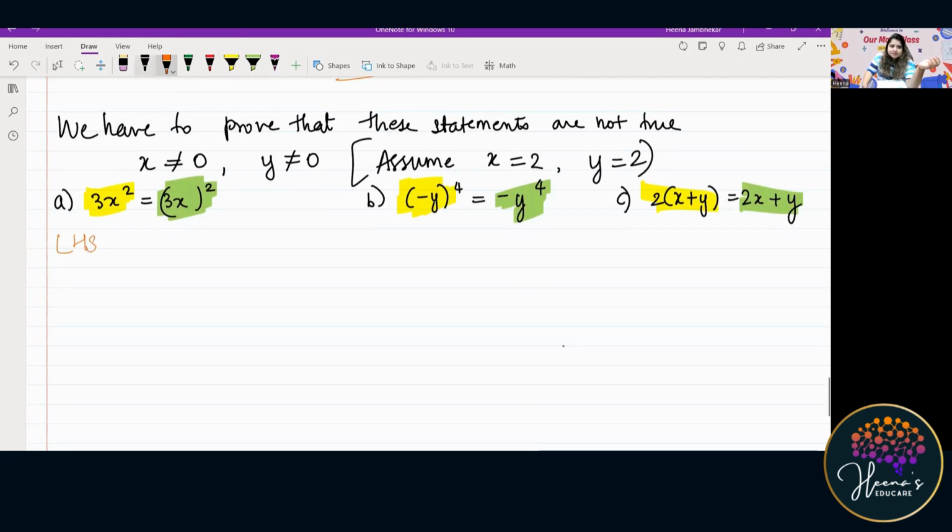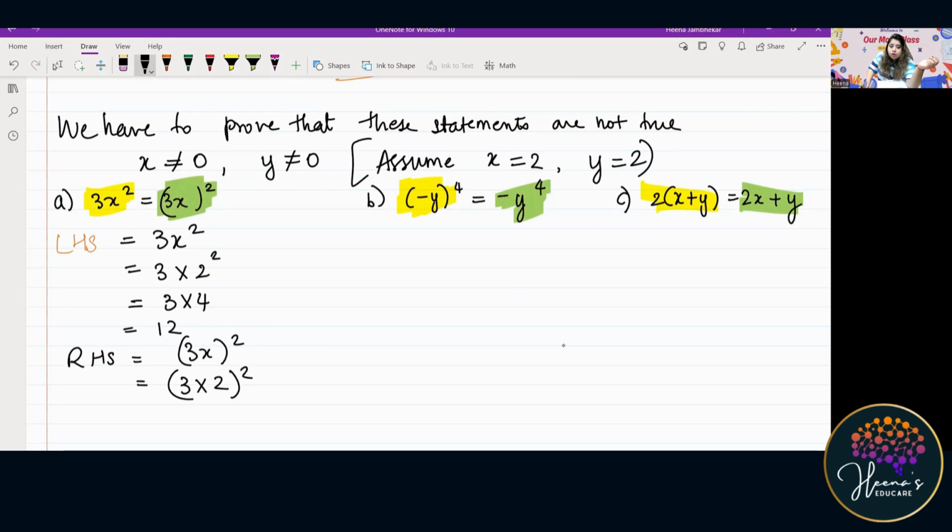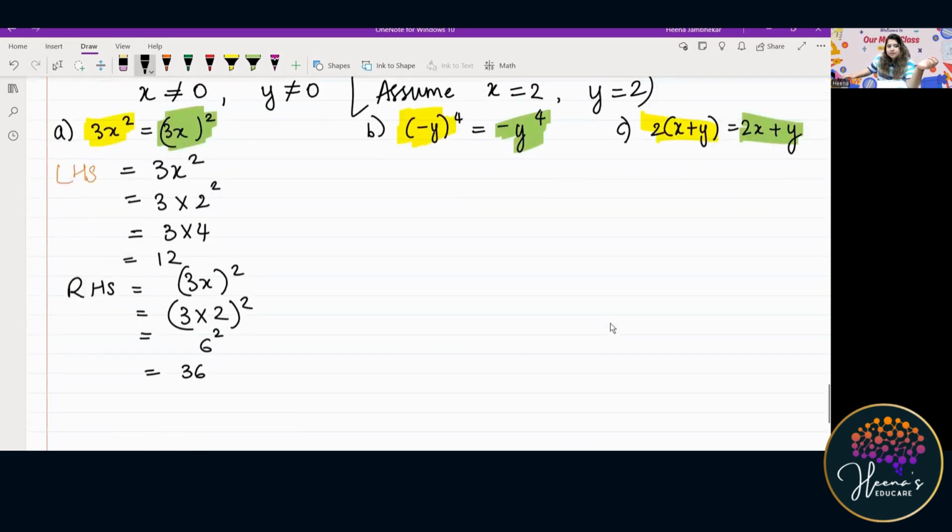So LHS, what is the left hand side? 3x square, which is 3 into, in place of x, what do we write? 2 square. So 3 into 4, and 4 threes are 12. And what is right hand side? You have 3x the whole square. So you have 3 multiplied by 2 the whole square. 3 into 2 gives you 6, 6 square, and that is 36. So do you see? The left hand side is equal to 12 and the right hand side is equal to 36. Hence, this is not true. Okay, this statement is not true.